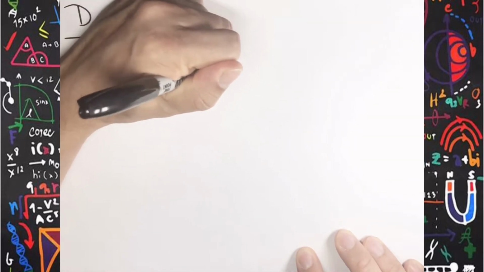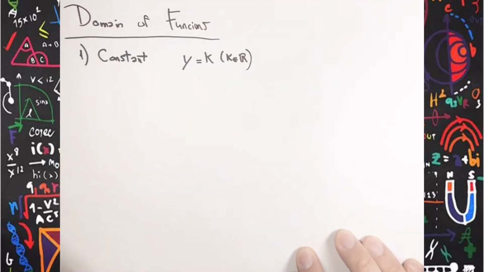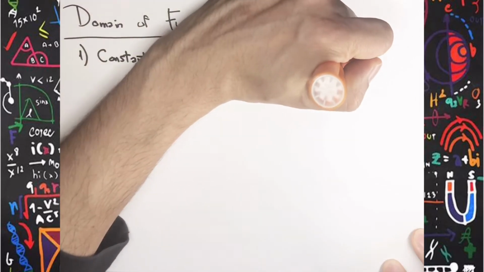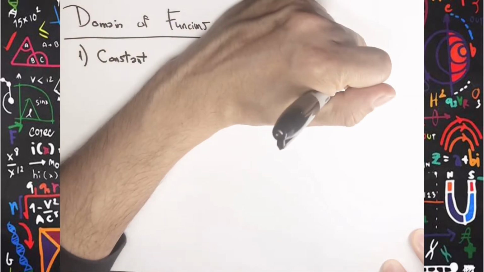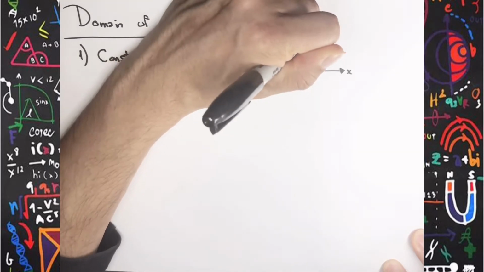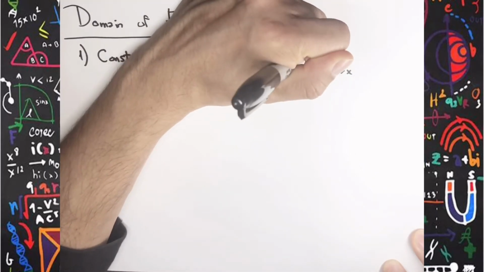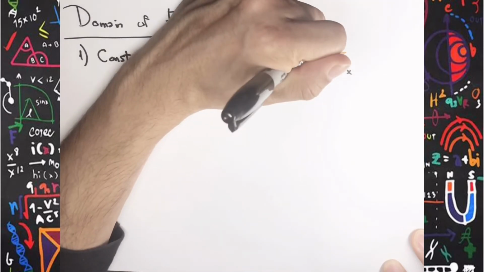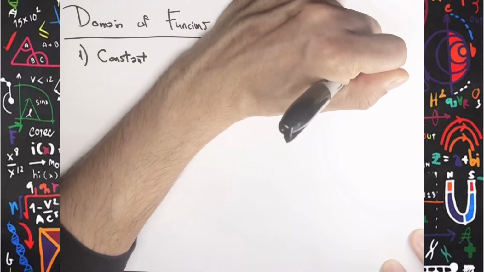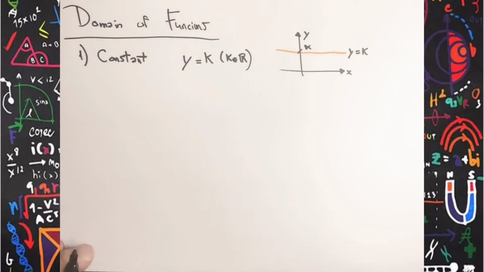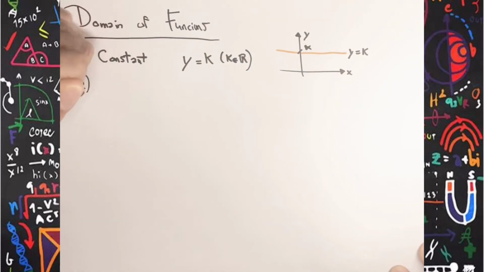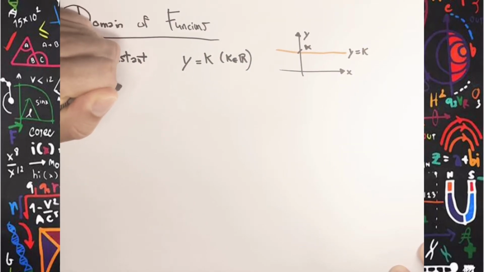Constant functions look like this: y equals k. k is a real number. So we can have y equals 3, y equals 5, y equals minus 8, y equals square root of 3, whatever. The plot is going to be a straight horizontal line that is parallel to the x-axis, and it cuts the y-axis at precisely the value of k. So if we have y equals 5, then the cut at the y-axis is going to be precisely at 5. Domain of constant functions: all the real numbers. No restrictions, they exist all across the board.